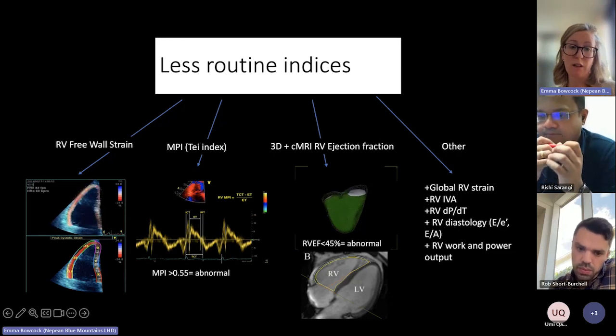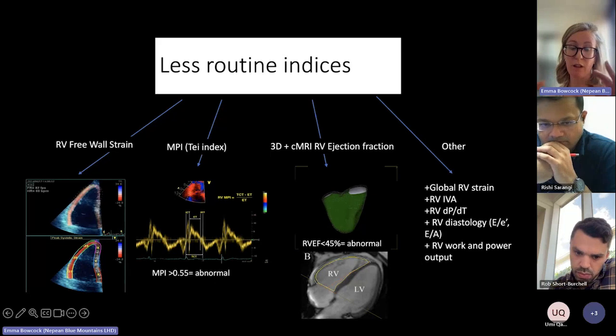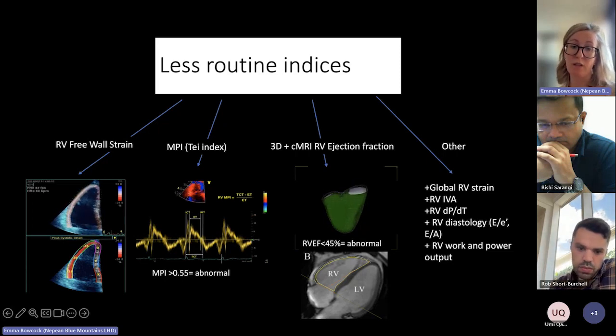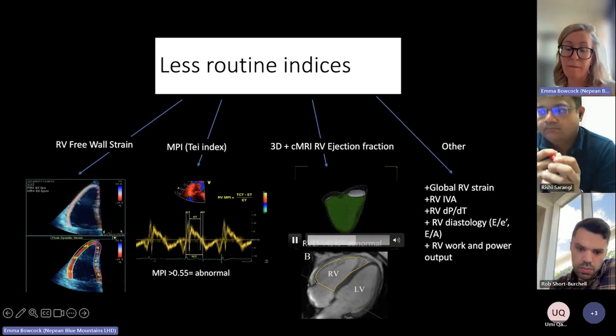So the key thing to remember is the numerator includes your isovolumetric periods, and the longer it takes thinking about contracting, the worse the RV function, hence the higher the MPI, the Tei index. And 0.55 is usually the cutoff with TDI.